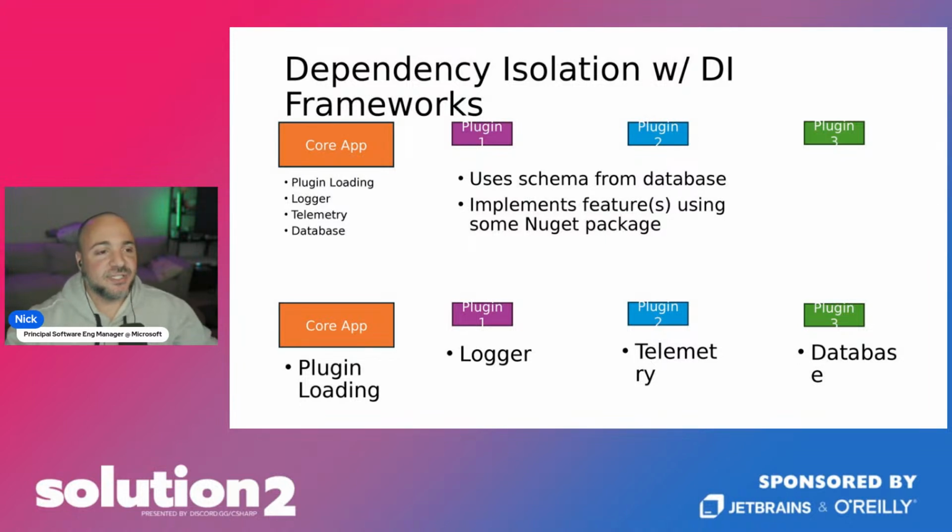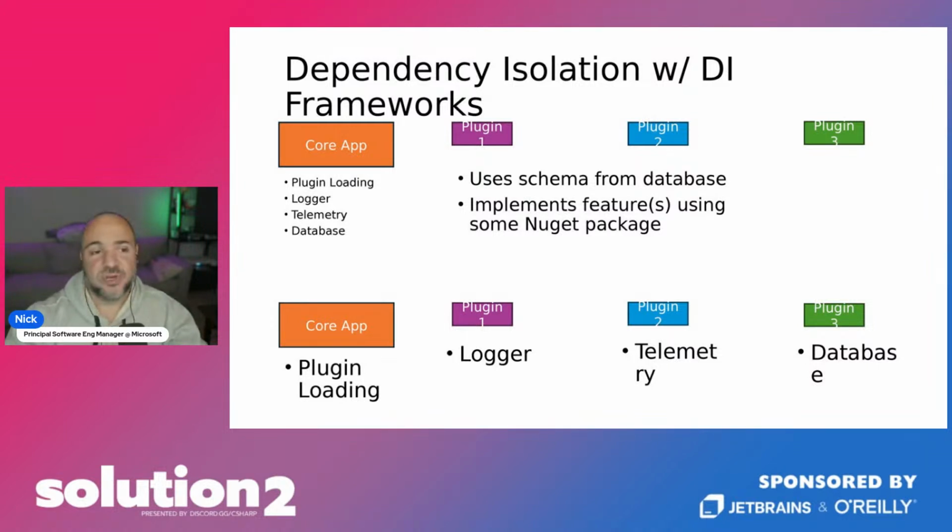So I have listed, I just realized I don't even know if you can see my cursor, so I apologize. But under core app, I have plugin loading, logger, telemetry, database. These are the responsibilities of the core app. Now, what you might do is say, cool, the core app has those responsibilities. That means for plugin one, if it needs a logger, I can give that to plugin one from the core app, right? That's the direction we're heading in.